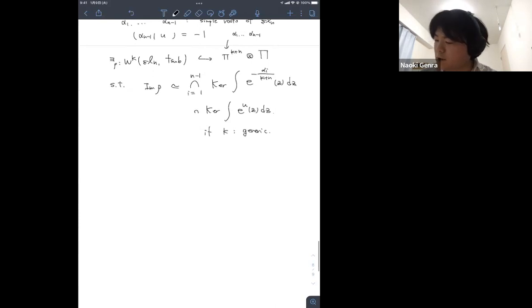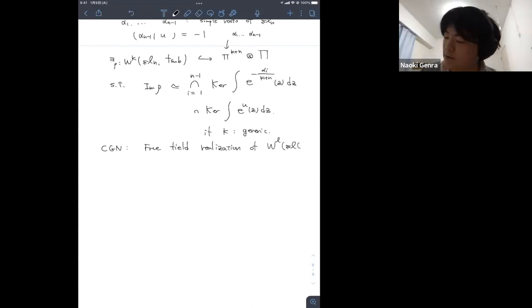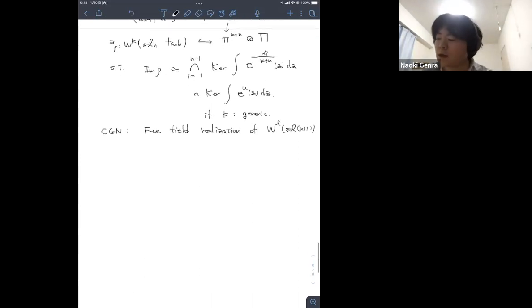So next, we want to consider other cases. In the paper, me and Thomas and Shigenori, we consider free fermionization of W^k(sl_n, f_sub). So in our case, we consider phi. Phi is just one. Then we consider Pi phi. This is the Heisenberg vertex algebra associated to phi, or generated by phi(z).